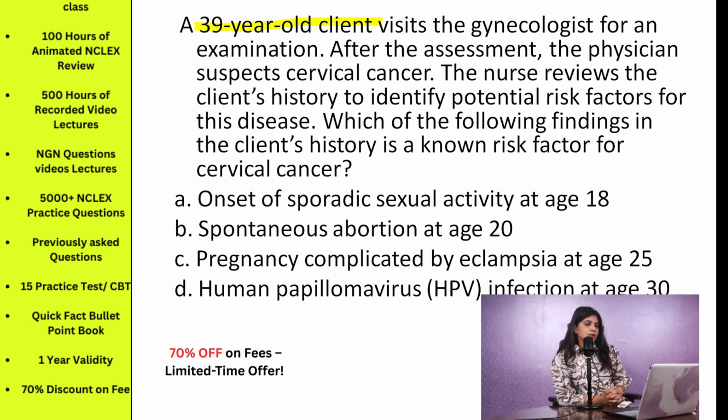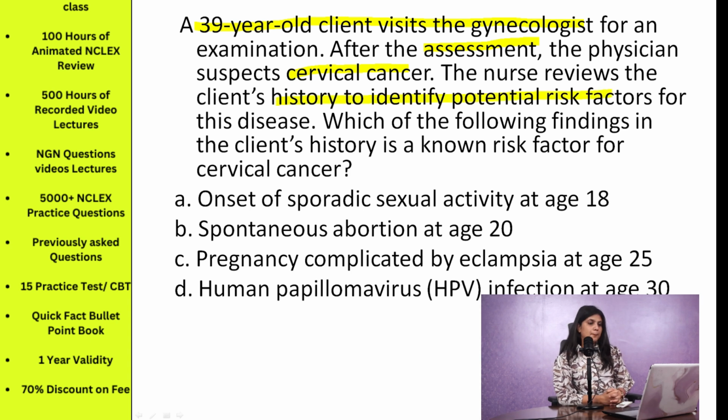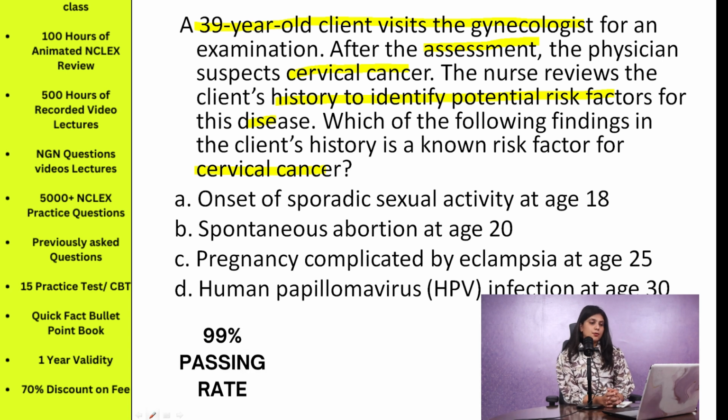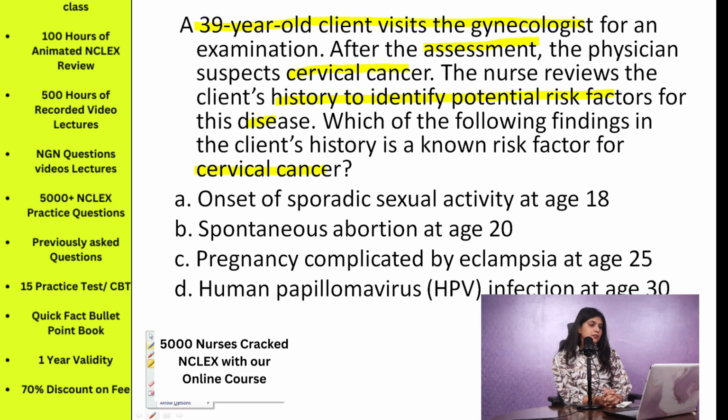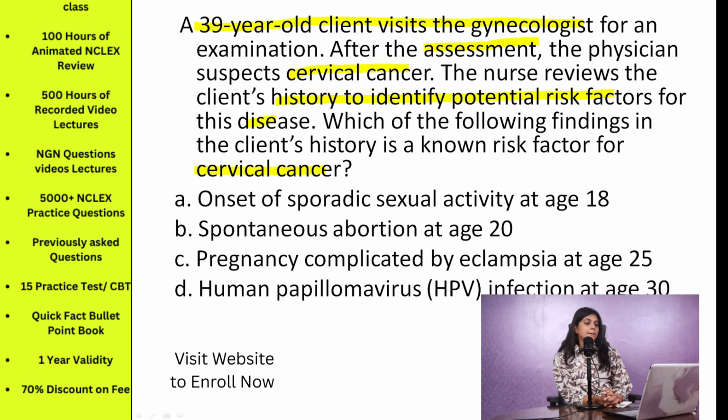A 39-year-old client visits the gynecologist for an examination. After the assessment, the physician suspects cervical cancer. The nurse reviews the client's history to identify potential risk factors for this disease. Which of the following findings in the client's history is a known risk factor for cervical cancer? A. Onset of sporadic sexual activity at age 18. B. Spontaneous abortion at age 20. C. Pregnancy complicated by eclampsia at age 25. D. Human papillomavirus infection at age 30.